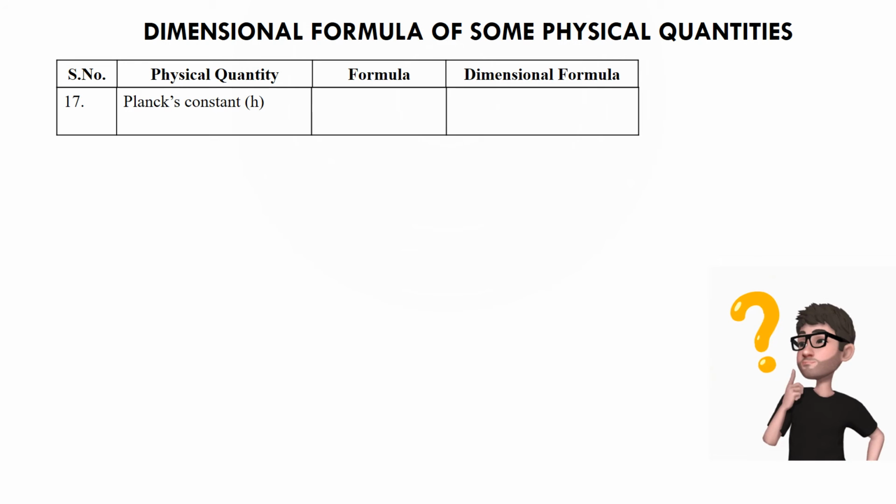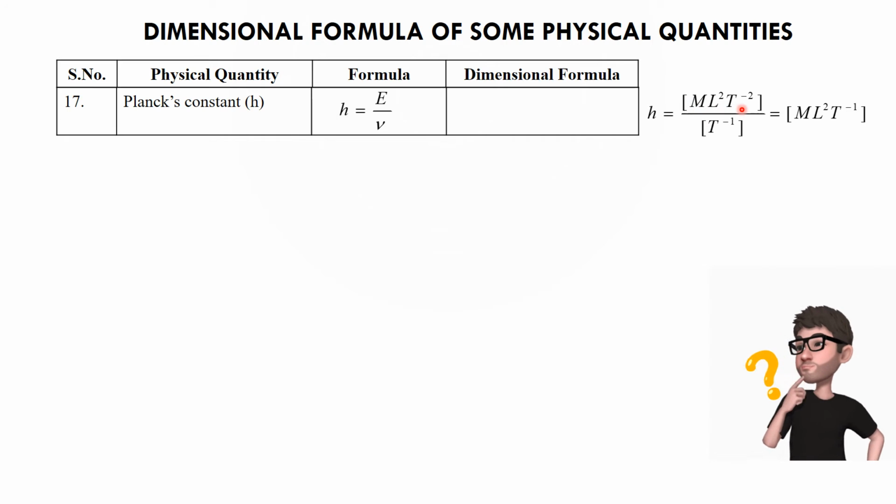Further, children, this one is a very important one. Planck's constant. In a lot of questions this is used. It is energy by frequency. Now energy was ML^2 T^-2. Frequency is T^-1. So ML^2 T^-1.